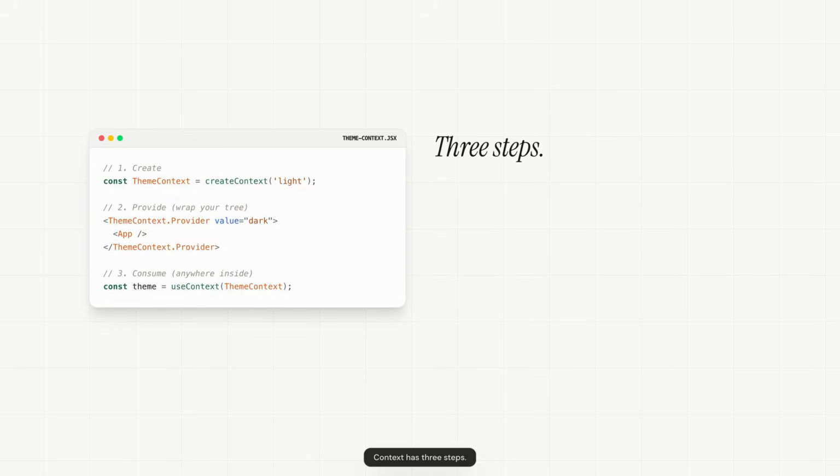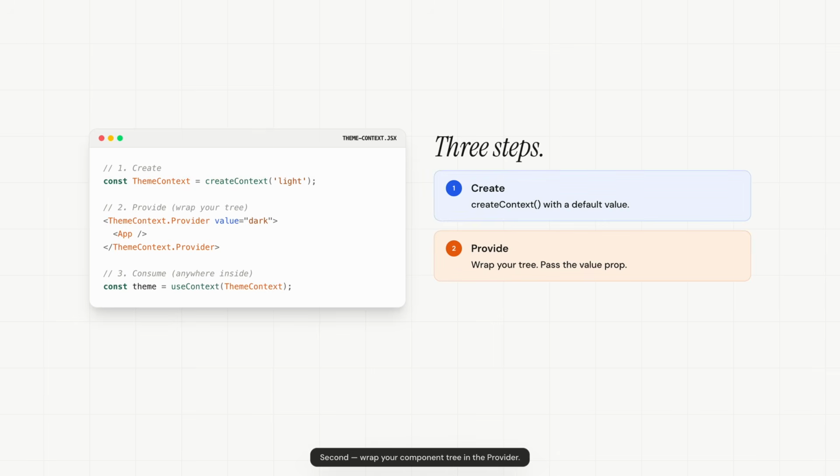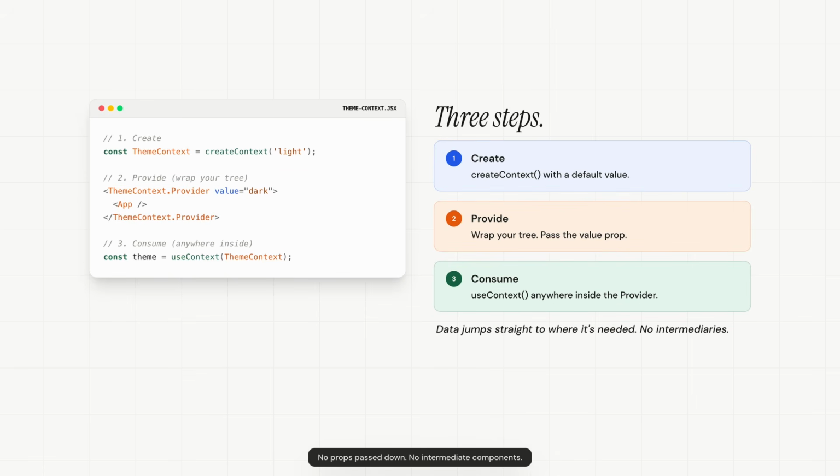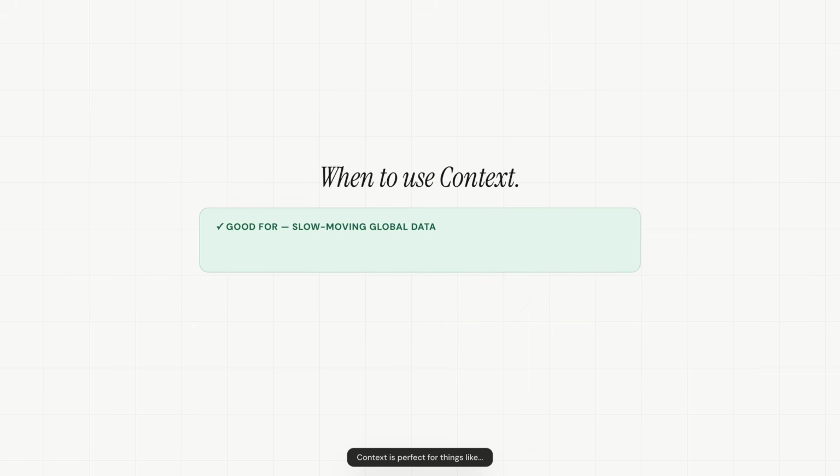Context has 3 steps. First, create the context with a default value. Second, wrap your component tree in the provider. Pass the value you want to share. Third, consume it anywhere inside. useContext gives you the value directly. No props passed down, no intermediate components. The data jumps straight to where it's needed. Context is perfect for things like the current user, app theme, language settings, or authentication status. Data that many components need, but that doesn't change very often.